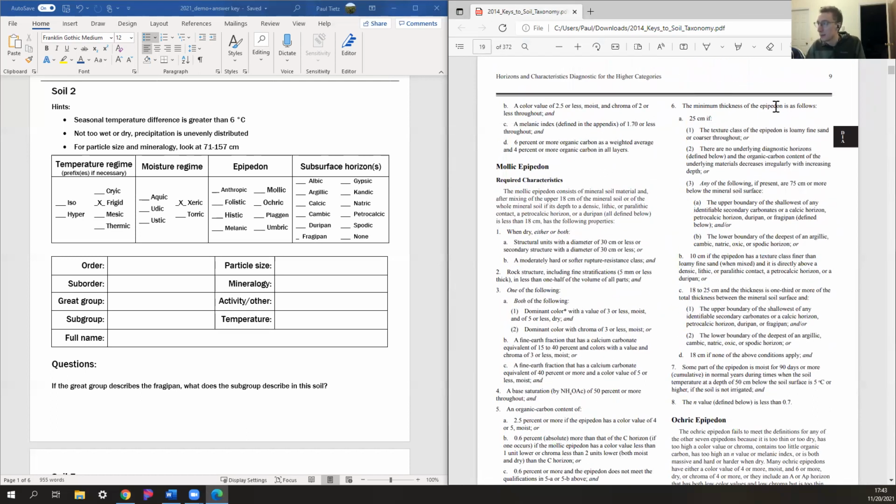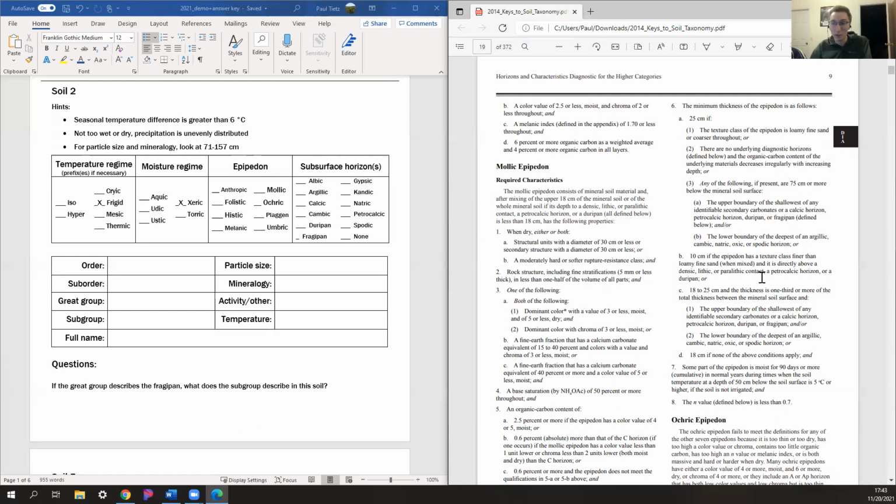The minimum thickness of the epipedon has to be at least 25 centimeters in most cases, but only 10 centimeters if you're right above a densic, lithic, or paralithic contact. So if the profile is limited by like an R horizon or a CR or a Durapan or something, it's a really shallow soil profile. You don't necessarily need to have a super deep absolute depth of the molic epipedon in order to have a molic epipedon. They kind of allow for that if you have a really shallow soil.